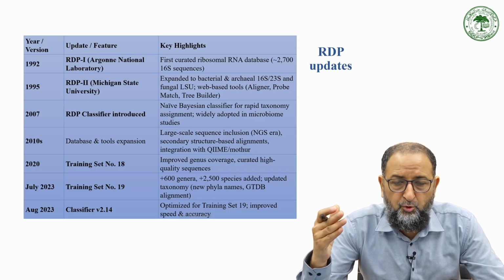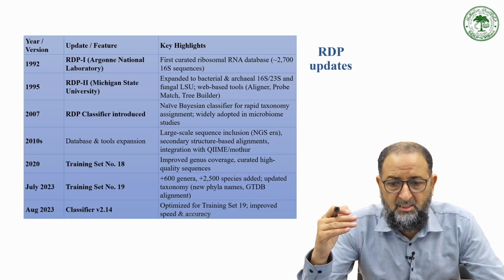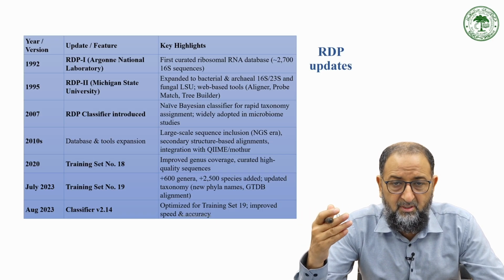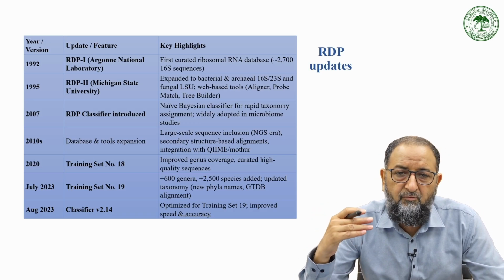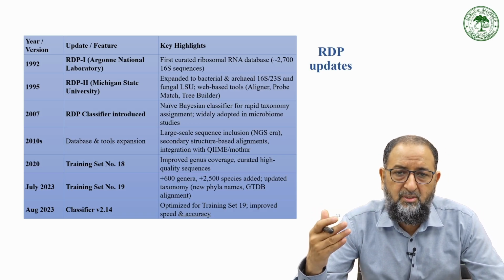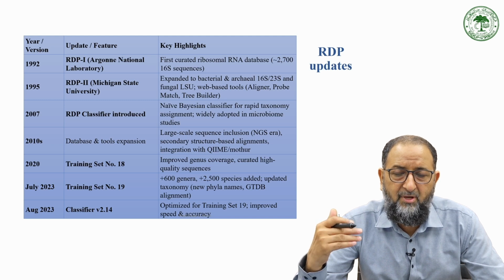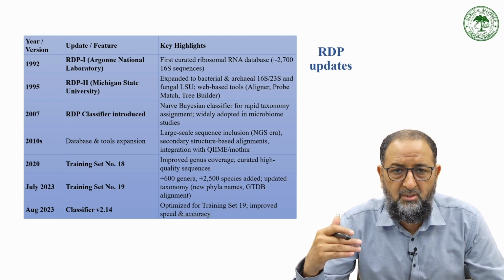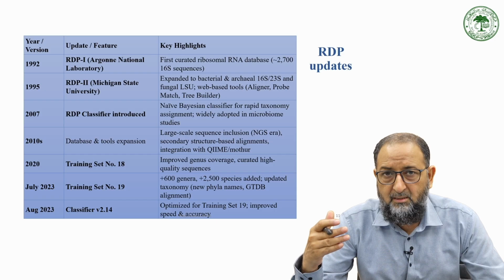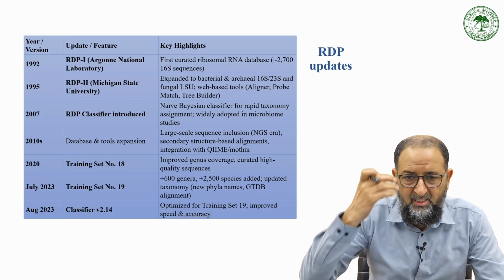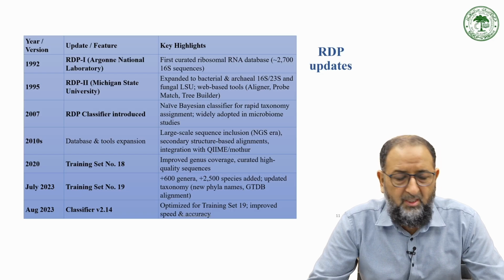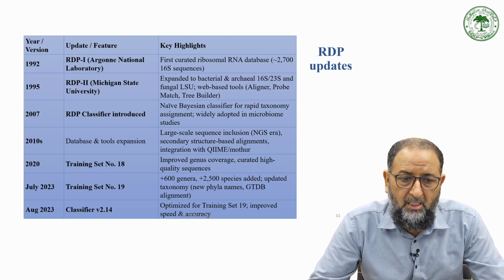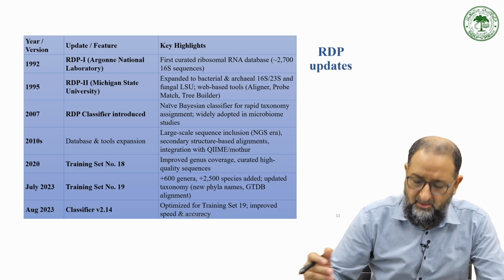Then we have another version, 2.14, where we have optimized the earlier training set 19 and improved the speed and accuracy. Speed and accuracy means that once you add the sequence data, you try to fetch out which taxon the sequence belongs to, and that process is very fast. So the Ribosomal Database Project keeps updating, and they now have the highest speed database available, and in no time you can get the sequences done.